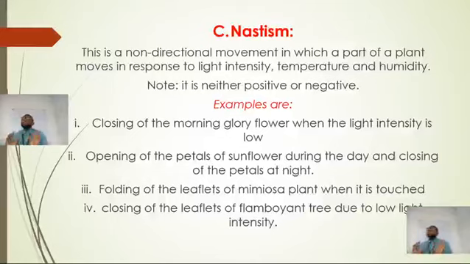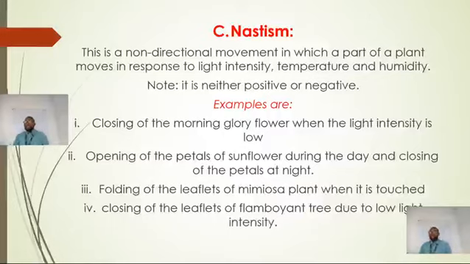When the light intensity is low, the morning glory flower will close, because there's no light for them to glow. So they will rather close. It means at night or in the evening they close, or when the light intensity is low. Now another example is the opening of the petals of sunflowers during the day and closing of the petals at night.